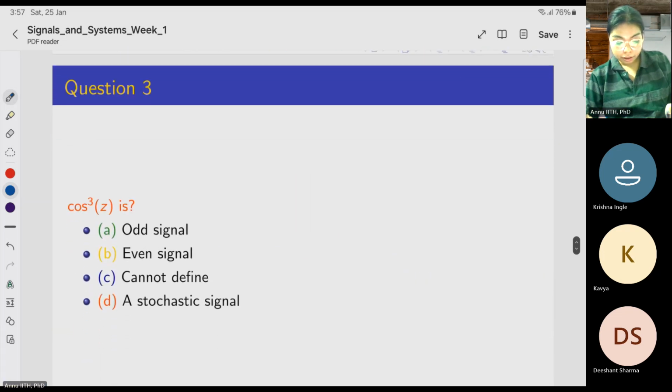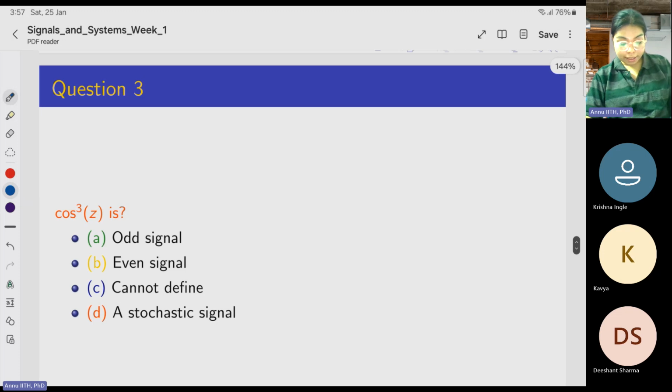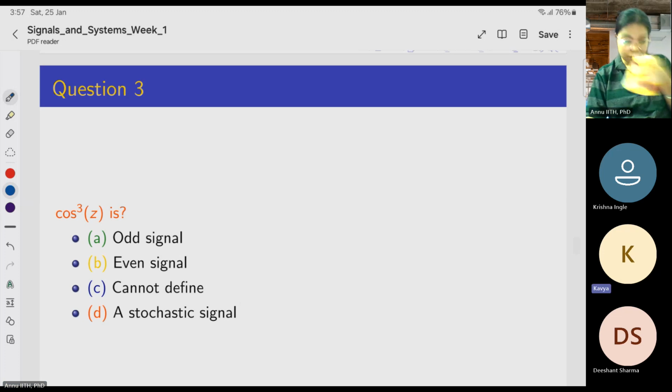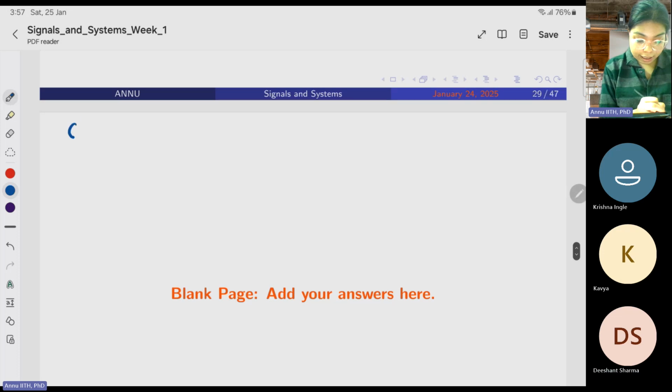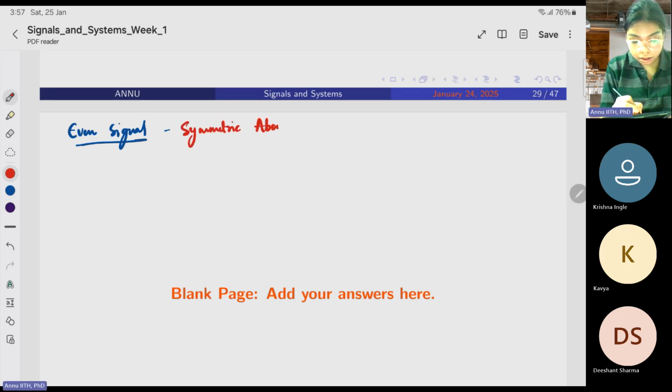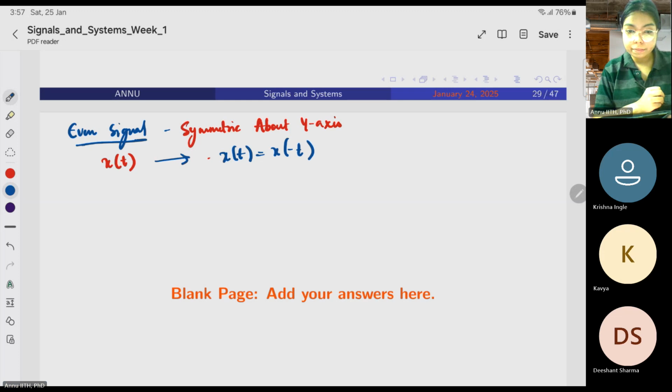Now tell me, question number 3. What is an even signal? What is an odd signal? And cannot define or stochastic signal? What will be the answer? If we talk about the logic of even and odd signals, an even signal is symmetric about the y-axis. This means that if we define a signal x of t, it should have the property x of t is equal to x of minus t.